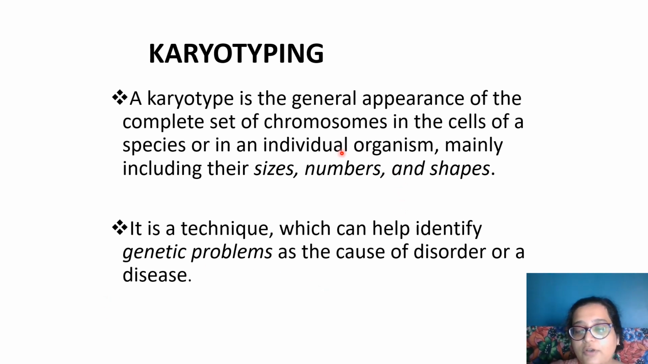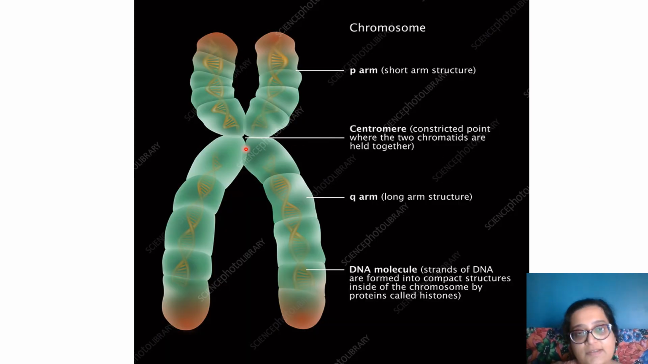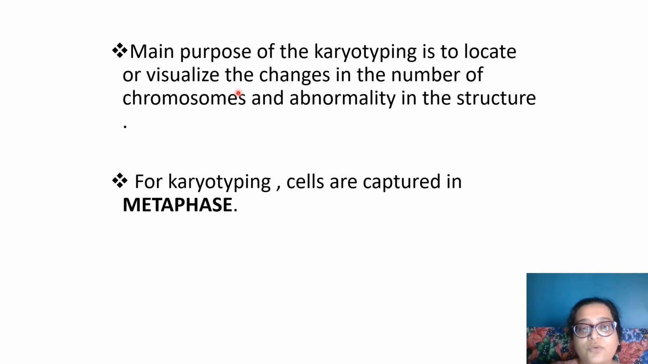So the use of karyotyping is to see the chromosome structure as a whole. You can't see the gene inside the chromosome, but you can see the entire structure. Second, you can see the number of chromosomes. Third, you can see if there's any variation in the structure or the shape of the chromosome. So this is how a chromosome looks: the short (petit) arm, the long arm, and of course the centromere. This is the basic of what a chromosome looks like, which we all know since we are in the medical field. So the main purpose is to locate and visualize changes in the structure and the number.